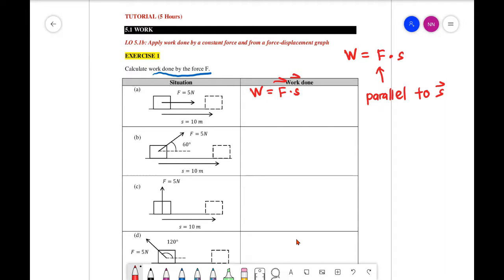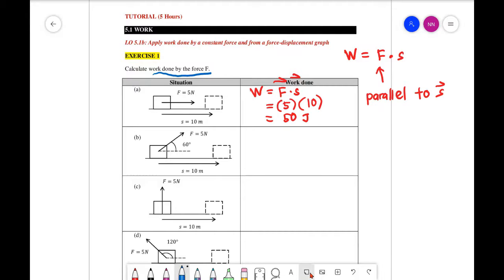You have to identify whether F is parallel to displacement or not. For case A, F is already parallel to displacement, so you can simply substitute F and the displacement S. So the work done by the force F of 5 Newton is 50 joule, or 50 Newton meter. And then how about B?